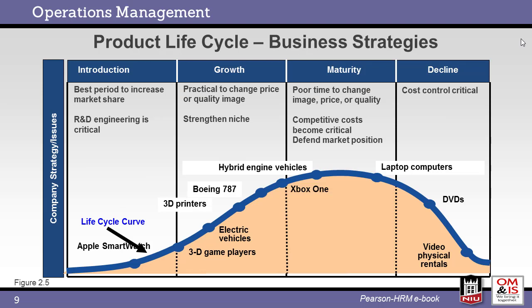Here's a typical life cycle showing the 4 phases. Various business strategies and issues are listed at the top of each column. We see the product volume curve as it changes over time. The dots on the curve represent a number of products that might be familiar to you. Note that smartwatches and 3D printers are both early in the life cycle. DVDs are on their way out.